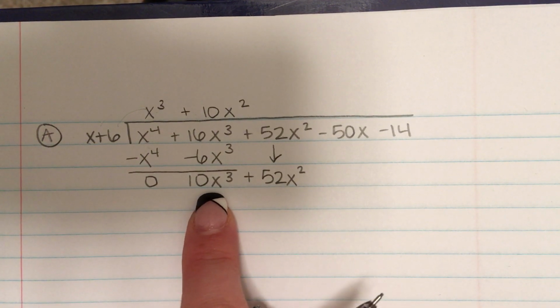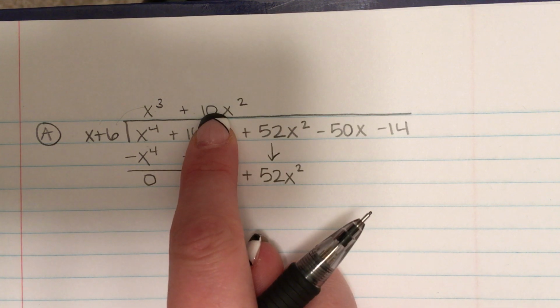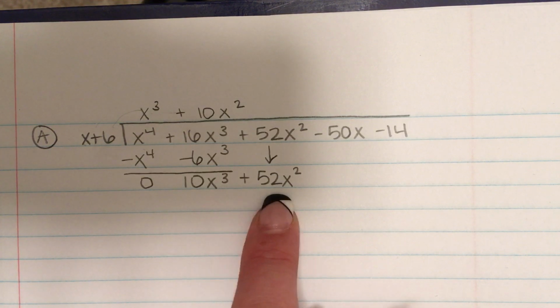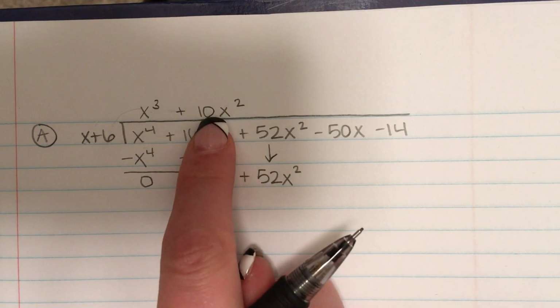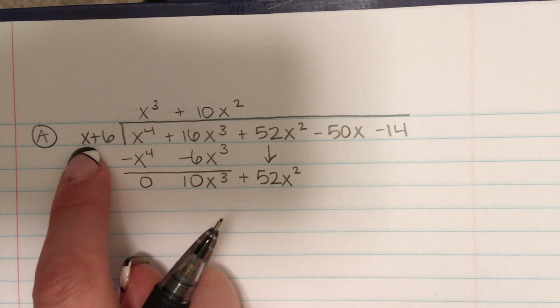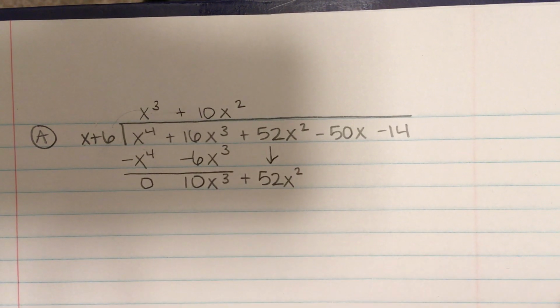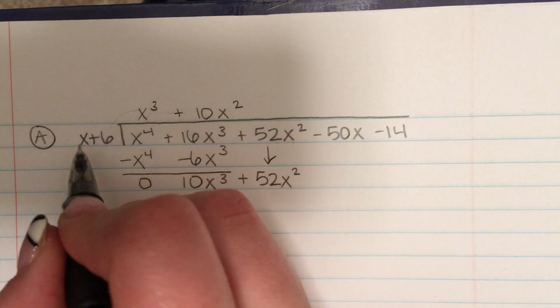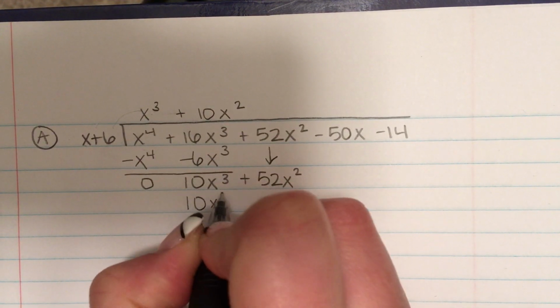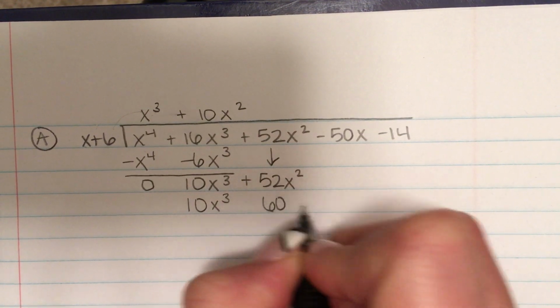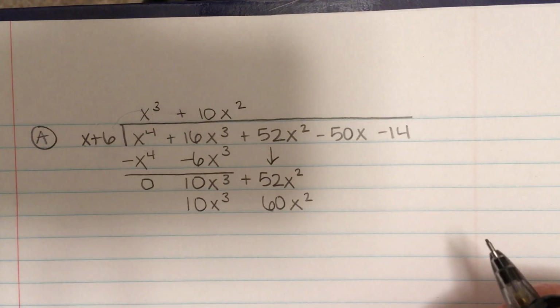And the next step in our process is we have to take this number on the top and we have to distribute it to these two things and write them underneath here. So go ahead and take a moment to do that. We're taking 10x squared and we're multiplying it by these two things, and we're putting it underneath right here. So 10x squared times x is 10x to the third. 10x squared times 6 is 60x squared.